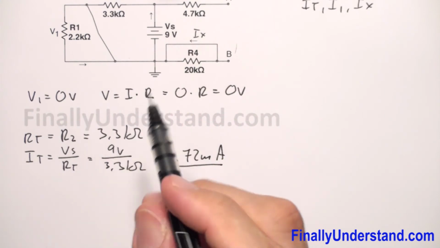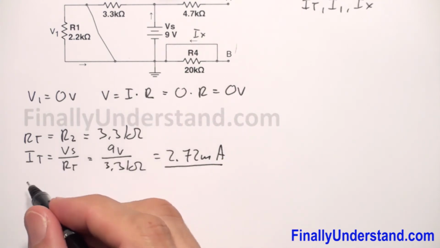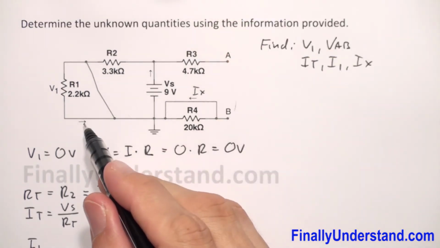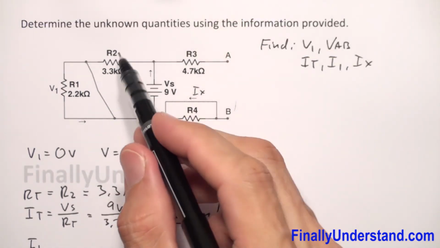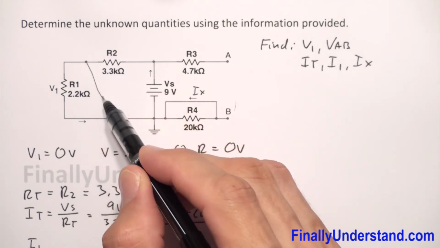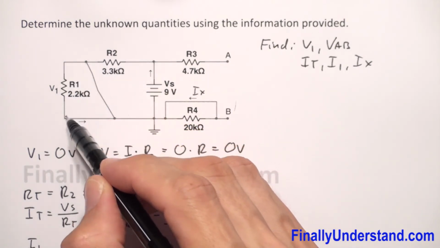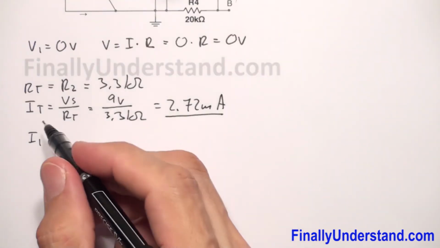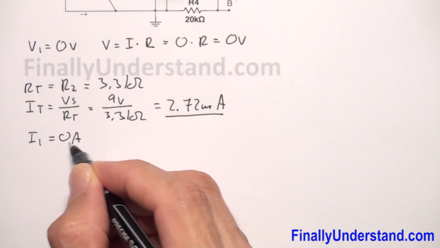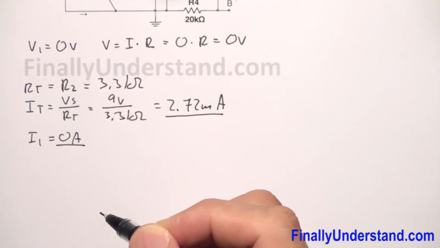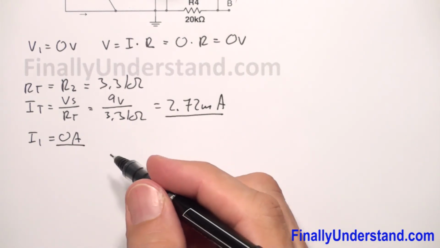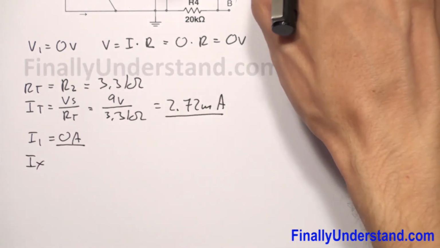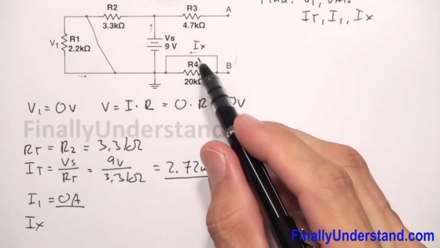Okay, so we found I total, and we're supposed to find I1. We said that I1 is going to be equal 0, okay, because the entire current is going to go by this short, so nothing will flow over here. That's why I'm going to say that I1 is equal 0 amps. Next, we're supposed to find IX. IX, this is the current over here.